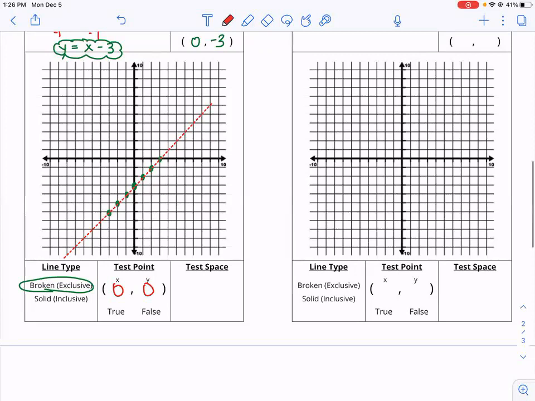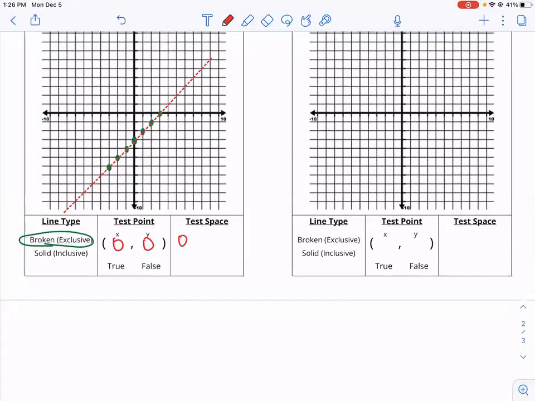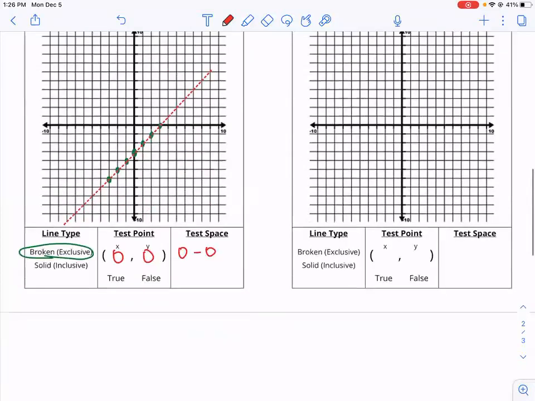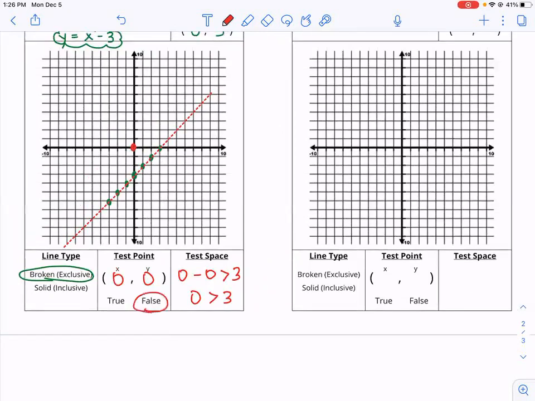All right, but I'm going to pick 0, 0 because coming back up to my original inequality, x minus y is greater than 3. Interesting. Is 0 greater than 3? No. Okay, so my coordinate 0, 0 is false, which means we need to shade on the other side. So if it's true, we should shade; if it's not true, we should shade the other side. Correct. You want to shade the solutions.